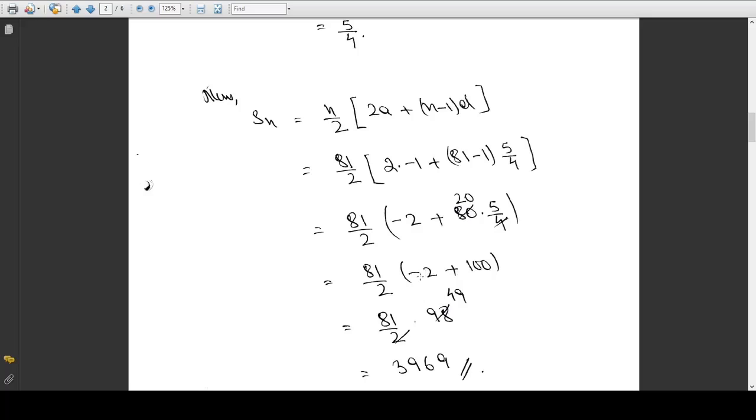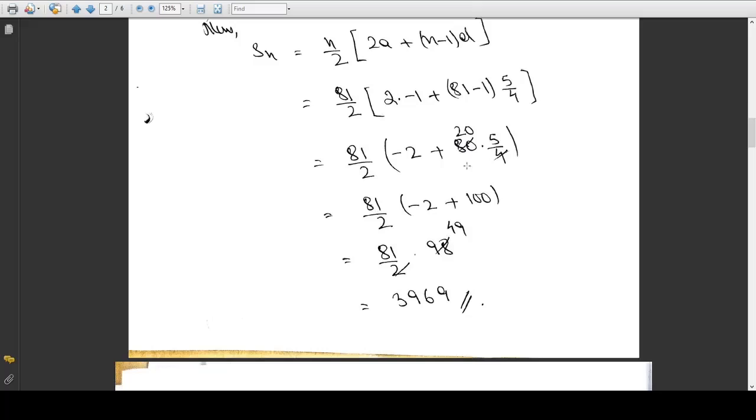Now plus minus is minus, 100 minus 2 is 98, plus sign is greater, therefore we have 81 by 2 multiplied by 98. Now this 98 and 2 you can again cancel, 2 times 49 is 98, then we'll have finally 81 multiplied by 49, which is 3969, as the sum of the given progression up to the 81st term.